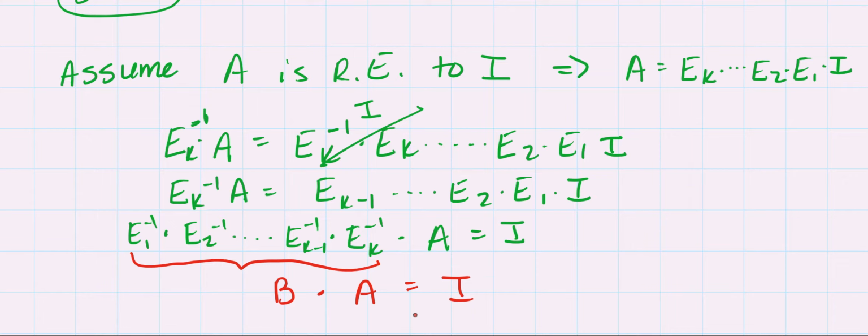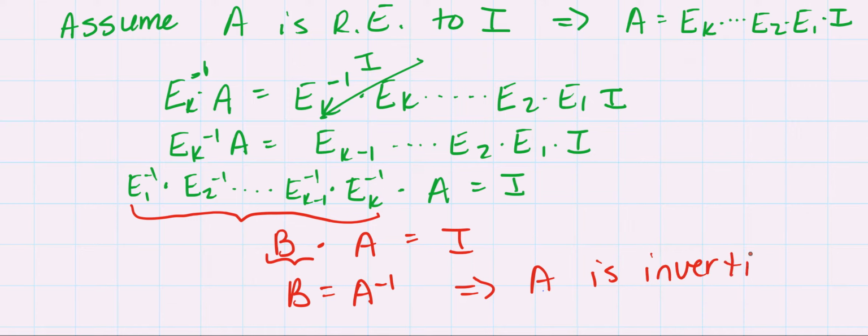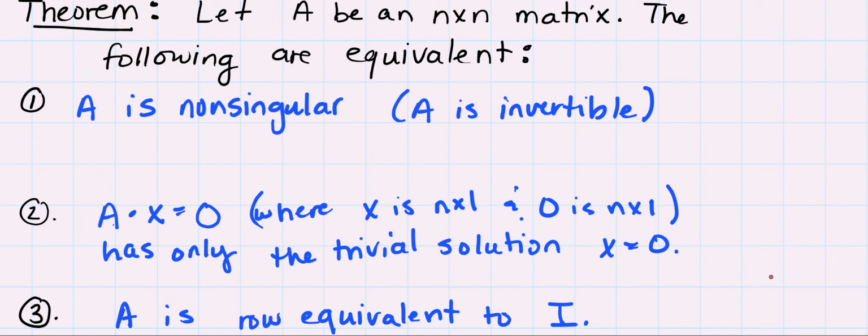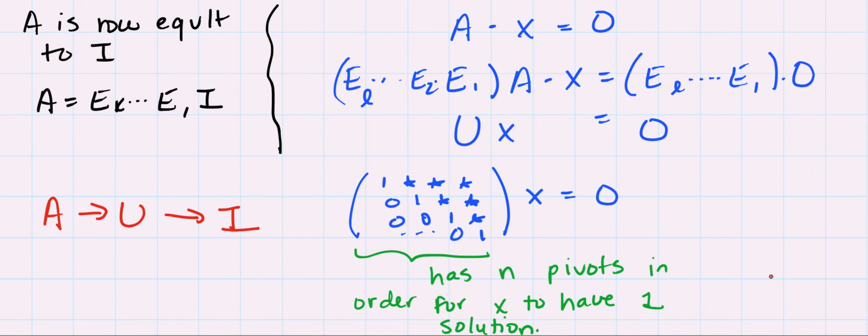And remember that the inverse of a matrix is unique. So this matrix acts as the inverse of A, so A is invertible. So we showed that because A is row equivalent to the identity matrix, that means A is invertible. And we're done with the proof of this theorem. Okay, great. Let's move on down here.